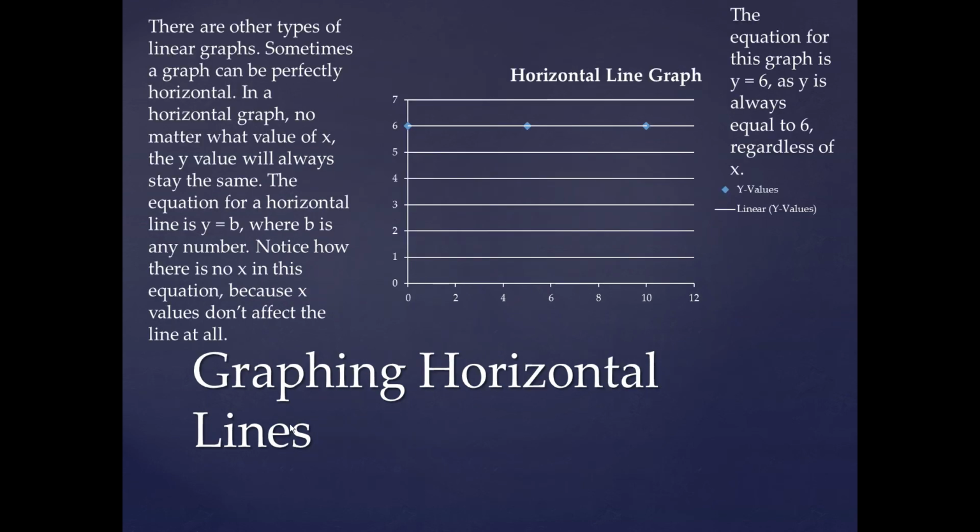So there are other types of linear graphs. Sometimes the graph can be perfectly horizontal. In a horizontal graph, no matter what the value of x, the y value will always stay the same. The equation for a horizontal line is y equals b, where b is equal to any number. Notice how there is no x in this equation, because x values don't affect the line at all. So this graph right here is y equals 6, or y is always equal to 6 regardless of x. So if x is equal to 2, y would be 6. If x is equal to 4, y would be 6. And it's just a perfectly horizontal line. And the equation for a horizontal line is, as I said before, y equals b, where b is any number.